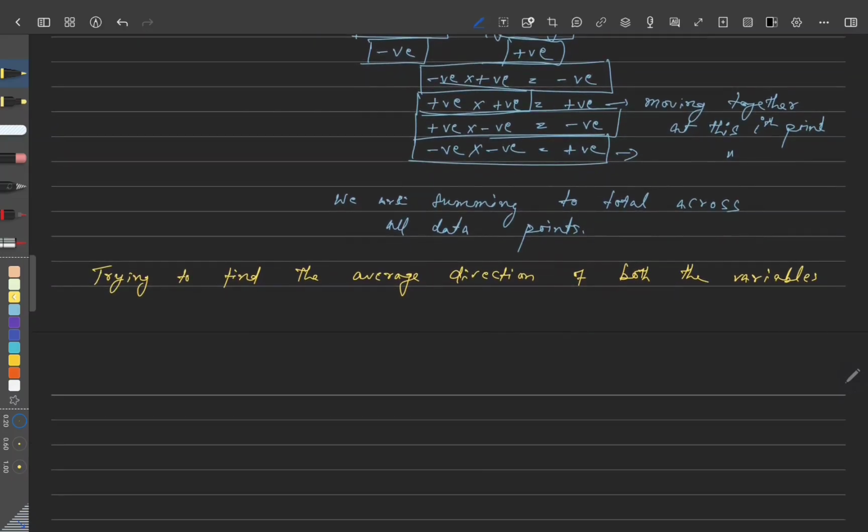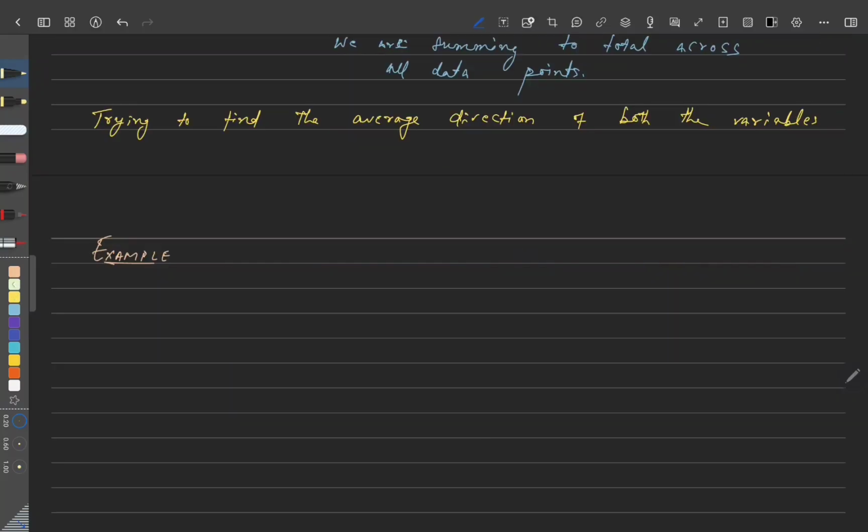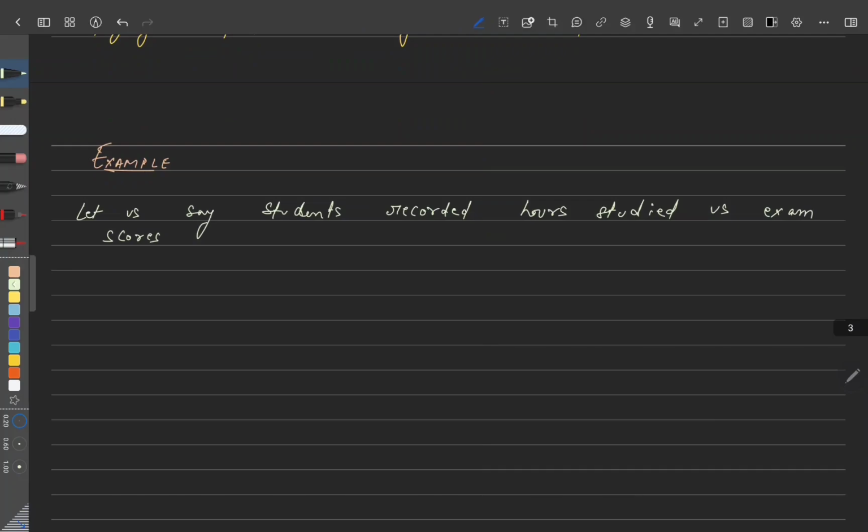So now let us understand this concept with a real life example. Let us say students recorded how many hours they studied and what scores they got: hours studied versus exam scores. Let us quickly see the data.